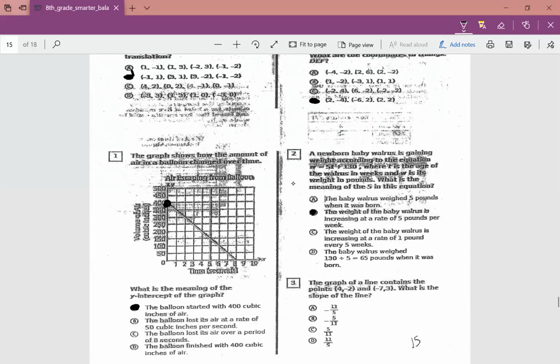Question 3. The graph of a line contains the points 4, -2 and -7, 3. What is the slope of the line? So you want the slope formula: y2 minus y1 over x2 minus x1. So that can be 3 minus -2 over -7 minus 4. And that all simplifies down to -5 over 11.